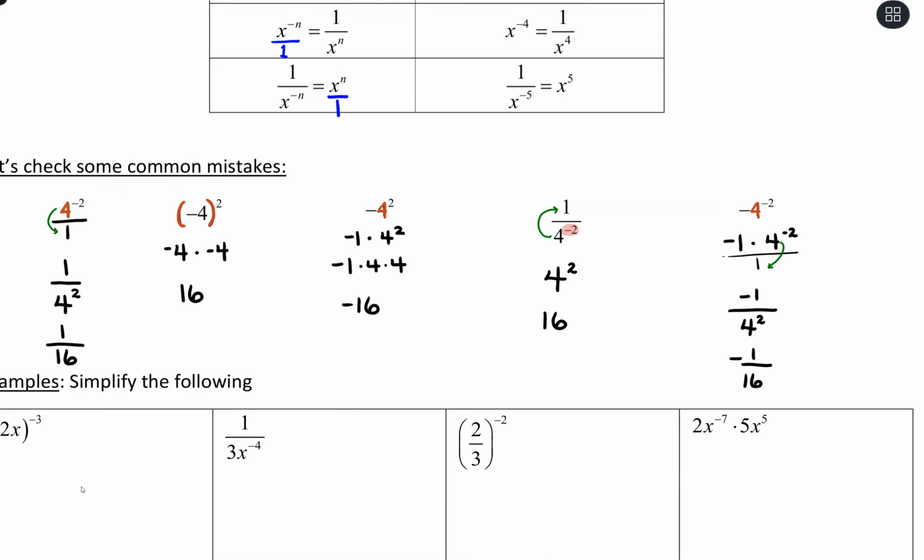Okay, those are just some scenarios where mistakes can come up. With these, just take your time, be careful. Going too fast with these, that's where mistakes sneak in. So we want to be really careful that we're following all these properties as we simplify.